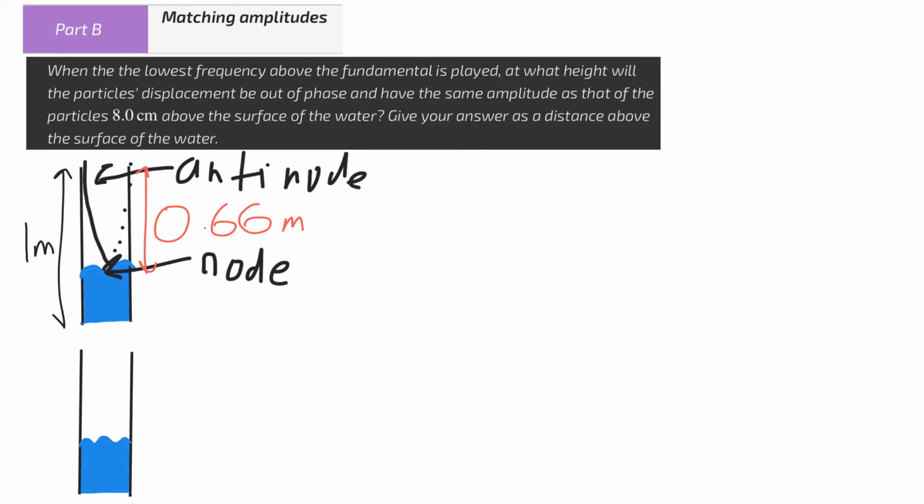So I've drawn over here what we had in part A, where for the fundamental frequency, the wave would look like that. But now for this part, it's saying the lowest frequency above the fundamental frequency. So this is what the tube will look like over here. What will the wave look like? Well, considering again that I've got a node at the bottom, and this must be an antinode, the wave will look like this. The next one above the fundamental must look like that.